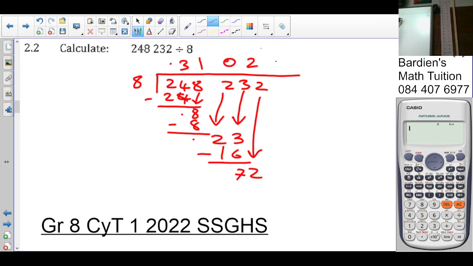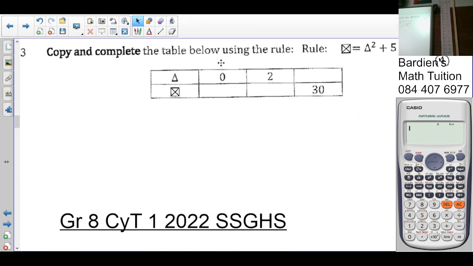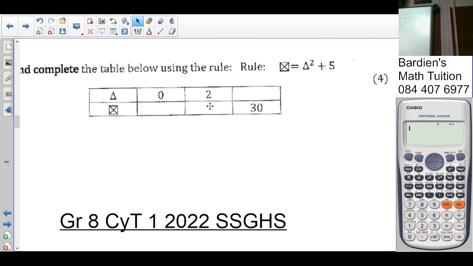8 goes into 72 9 times. 9 times 8 is 72. Subtract to give you 0. You all agree with that? Yes. Right. We carry on. Remember the answers are at the back. No? You have to mark your work first, correct?